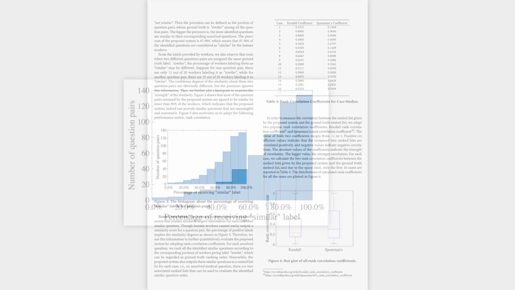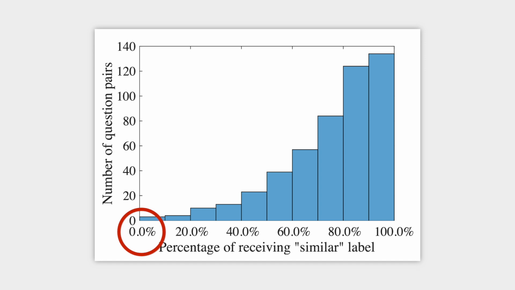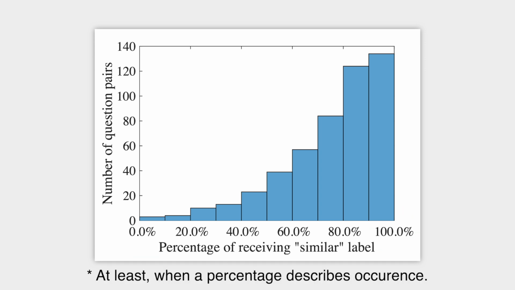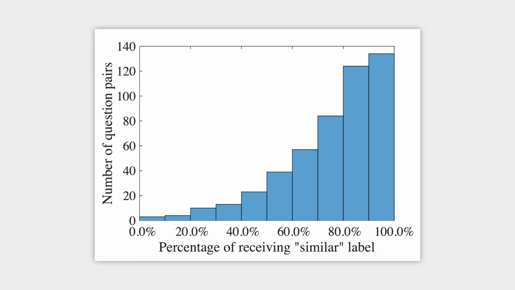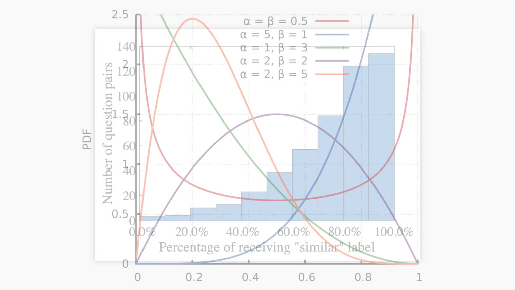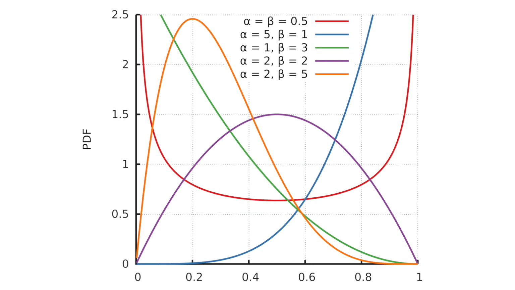Another example of limits are percentages. A percentage can only extend from 0% to 100%, or if you use frequencies, from 0 to 1. Such data can only be described by a beta distribution. Here you see some examples of beta distributions.